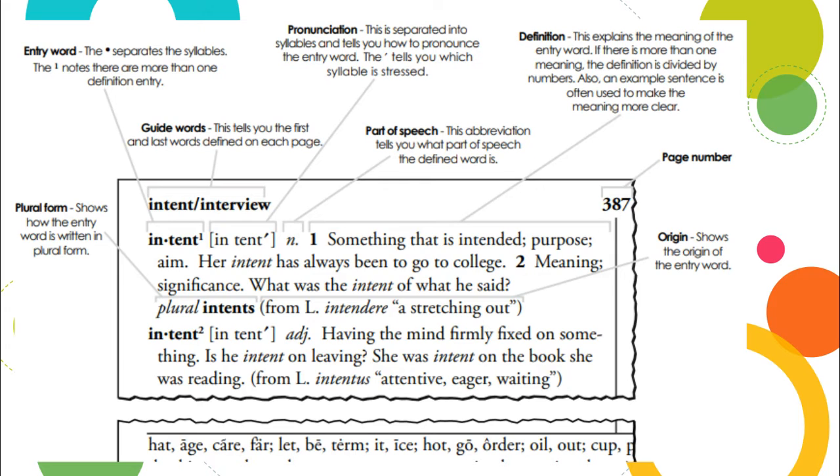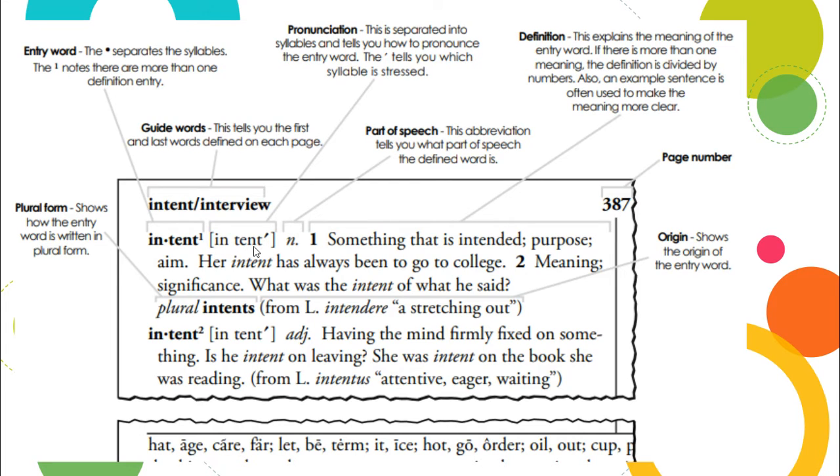The denotation is the definition of a word. When you are looking up a word, in this case it would be intent, this is what you would find in the dictionary. So the word intent is an entry word, and the dot separates the syllables. The little number 1 notes that there is more than one definition entry. These are guide words. This tells you the first word on the page, and this is the last word on that page in the dictionary.